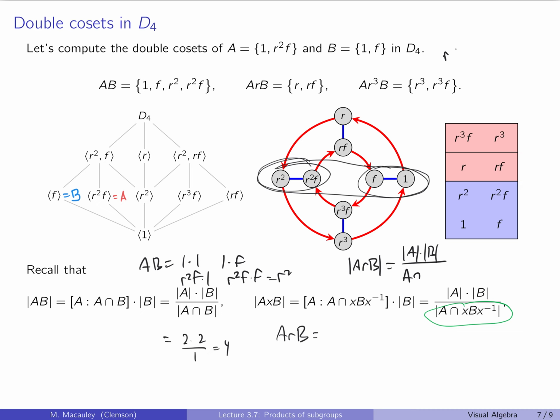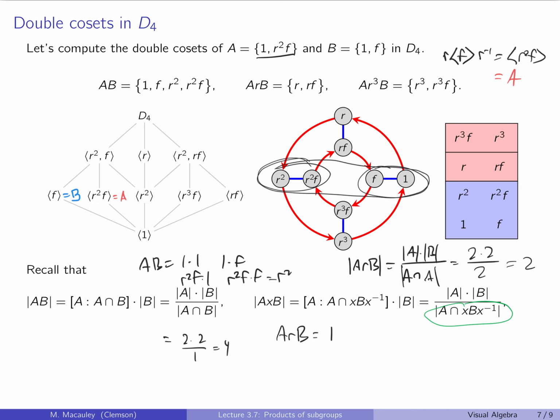Now what is, I'll do it up in the corner, r B, which is generated by f, r inverse. So r B r inverse is generated by r squared f, and that is equal to A. So the size of this is going to be A intersect A, which is 2 times 2 divided by 2, which is 2. So indeed, you can check there's only 2 elements that you get by multiplying.